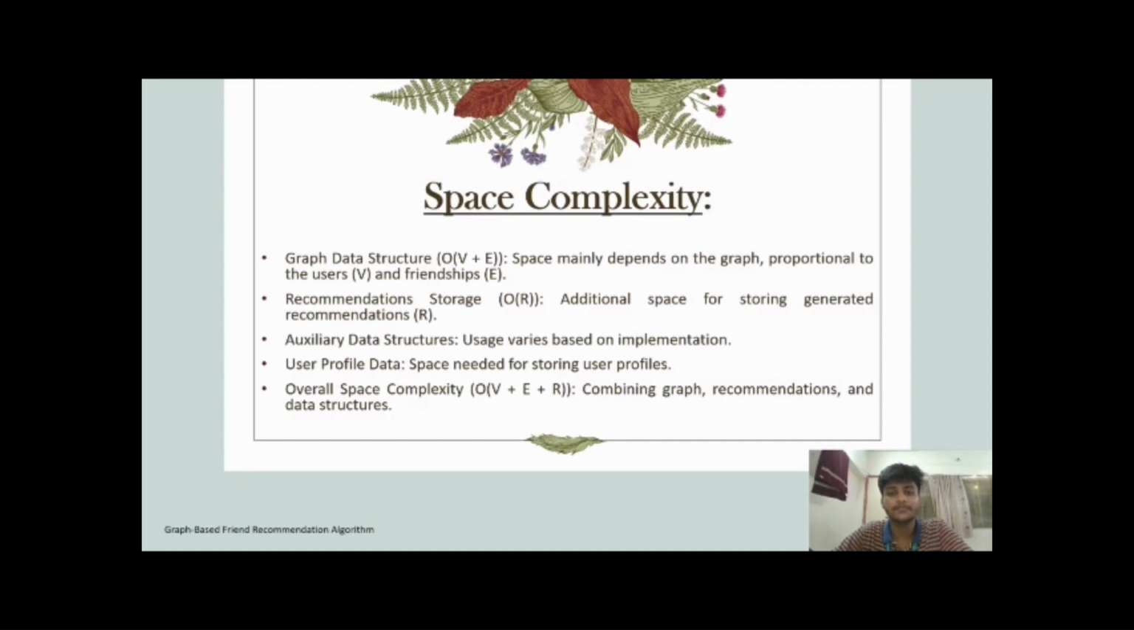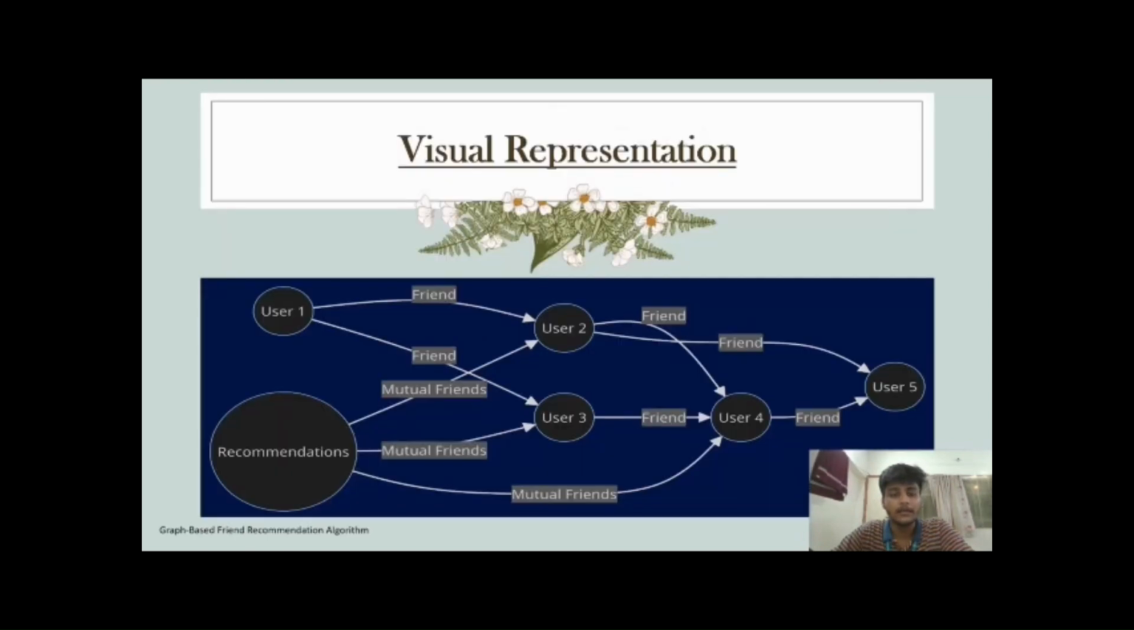Now, coming to the space complexity, firstly, graph data structure. Secondly, recommendation storage. Thirdly, auxiliary data structures. Fourth, user profile data. And fifth is space complexity. Now, the last slide is about the visual representation.